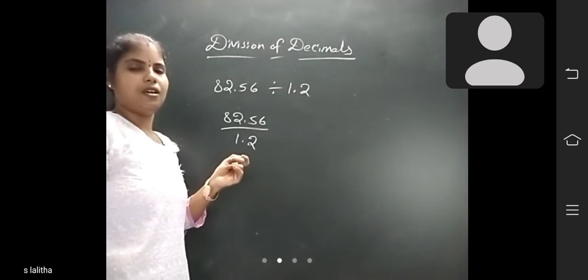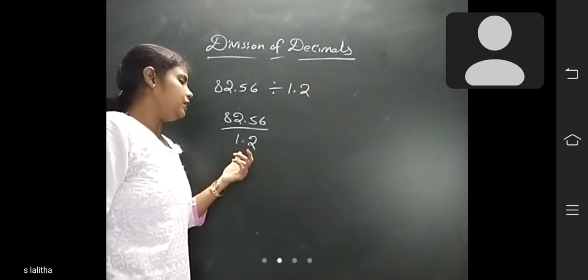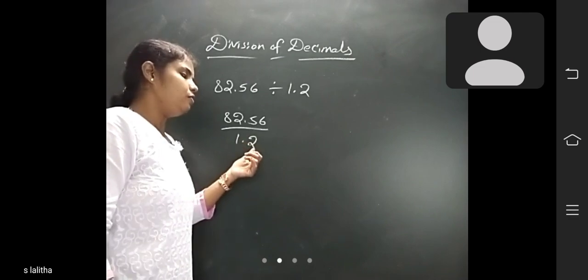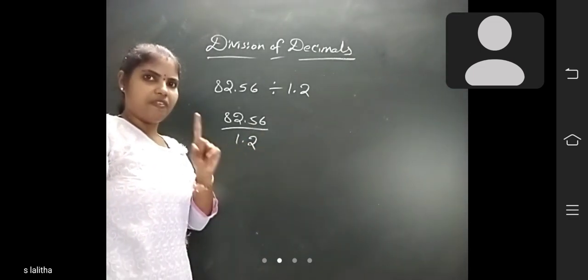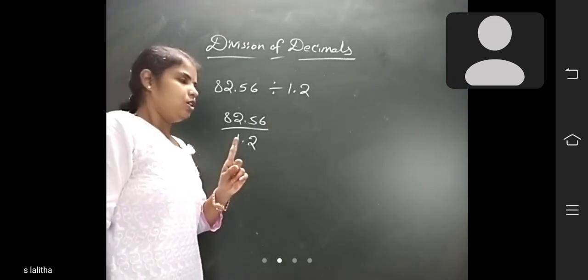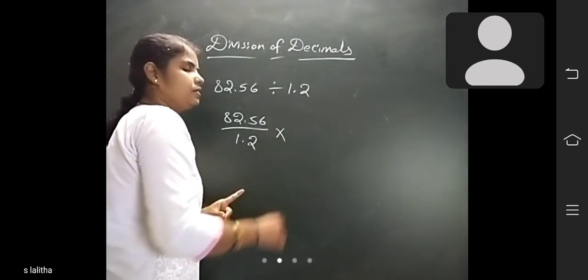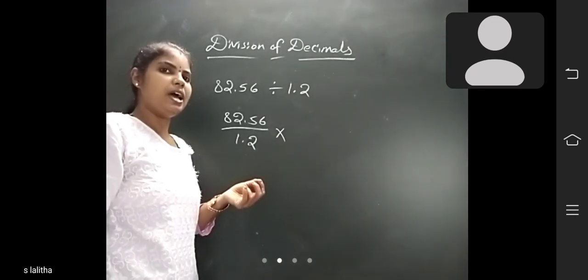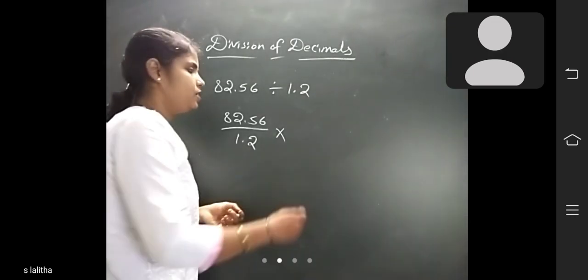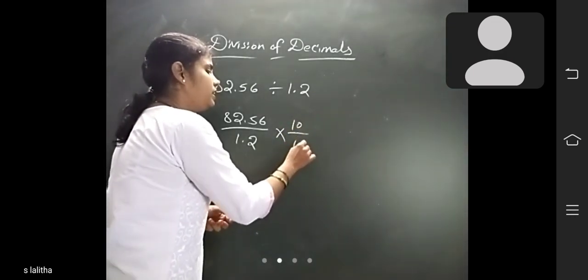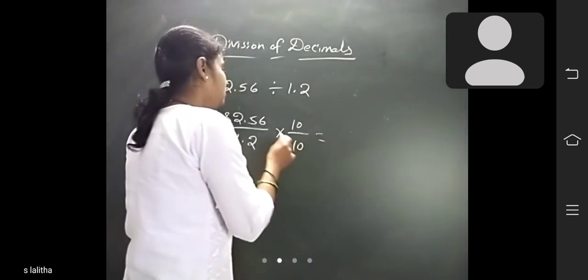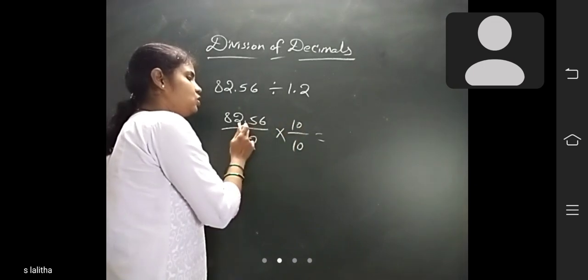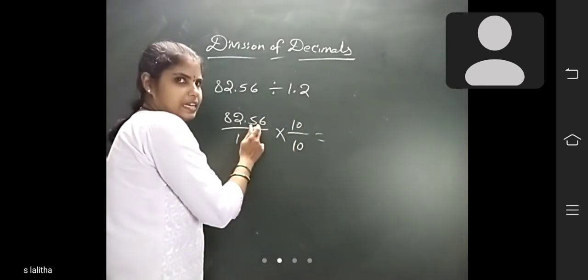In the denominator, how many digits are there after the decimal point? How many decimals are there? 1 decimal is there. So you should multiply by 10. Which number has 10? 10. So you should multiply both numerator and denominator by 10. Then what will we get? If you multiply by 10, the decimal point moves to the right side, 1 digit.